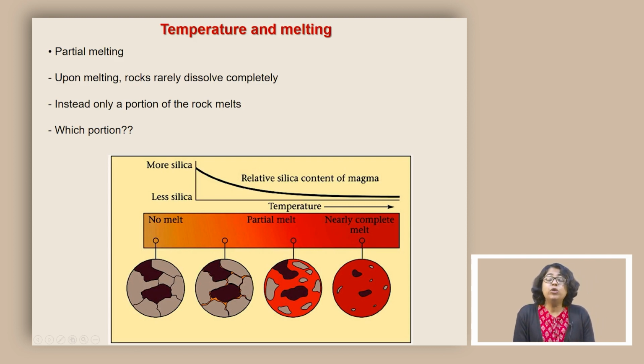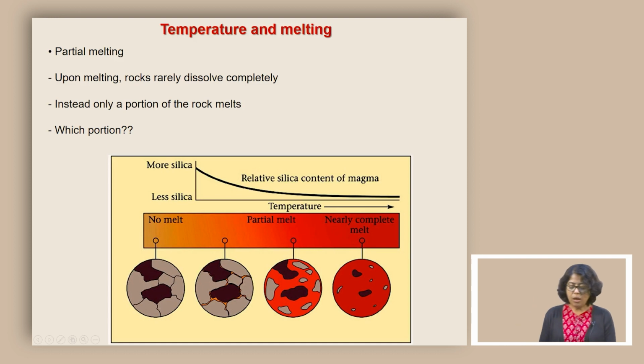Now, the question is, which portion of the rock is going to melt first? And this insight also comes from Bowen's reaction series. The minerals which crystallize at the very last phase, which require only a low temperature for crystallization, those would be the minerals which will melt first.